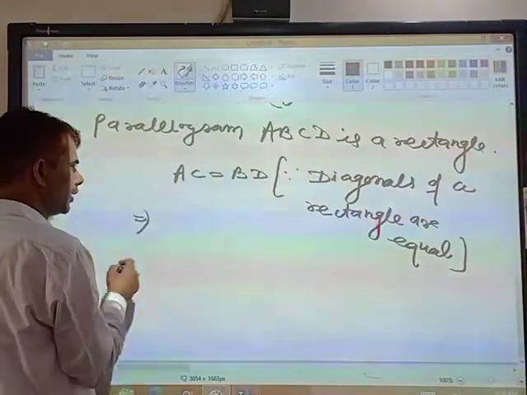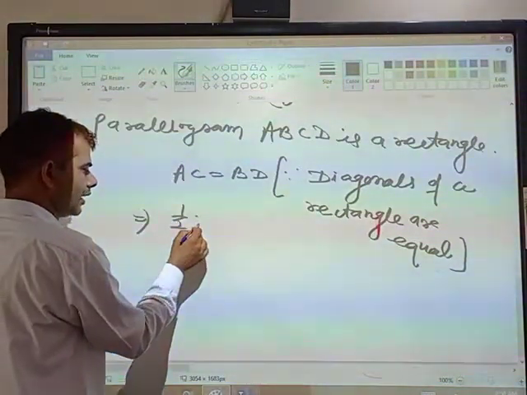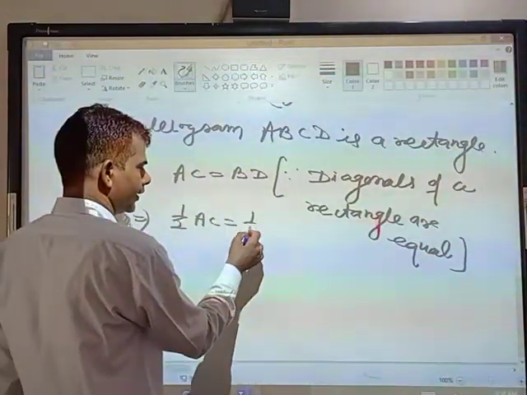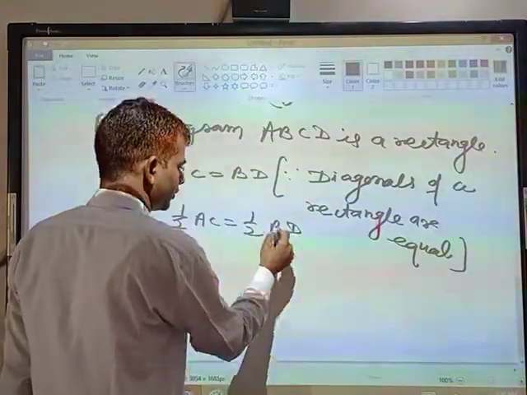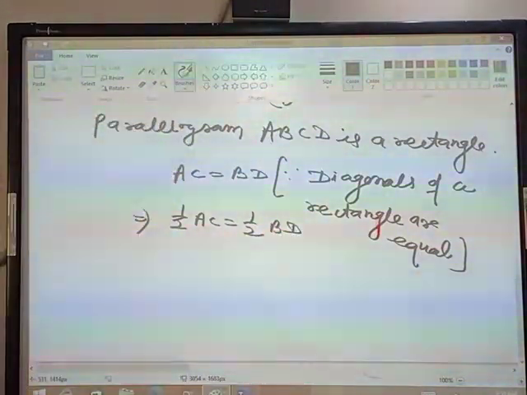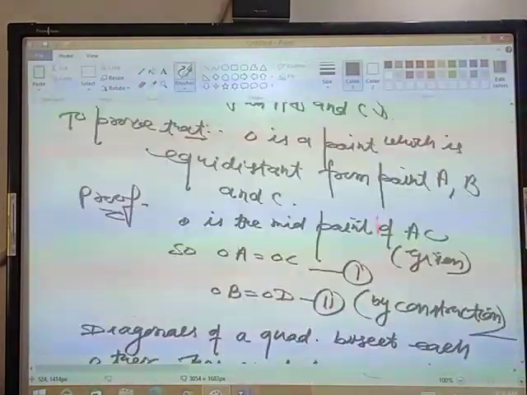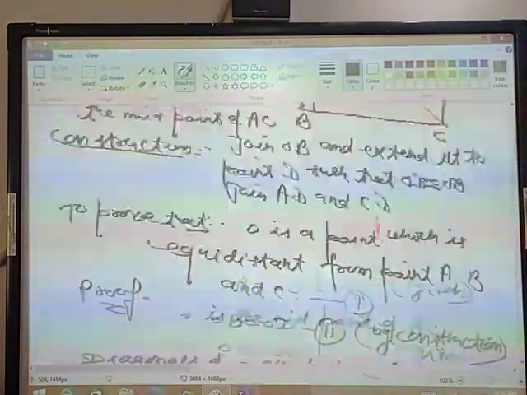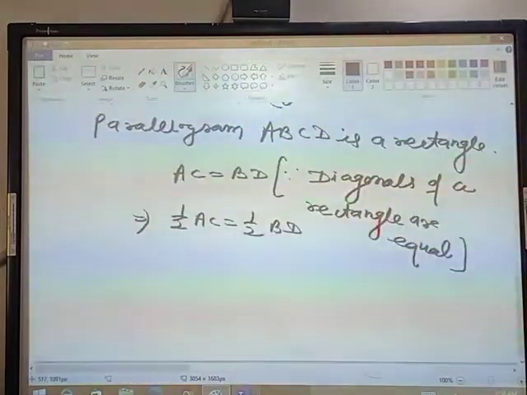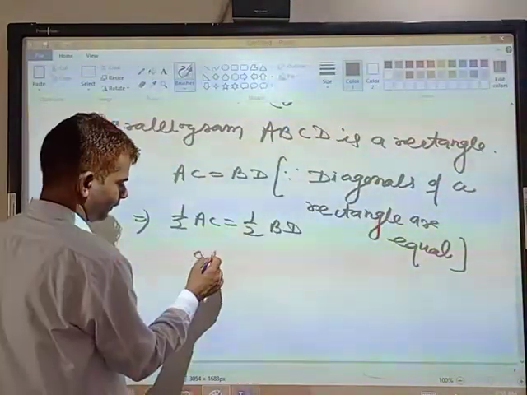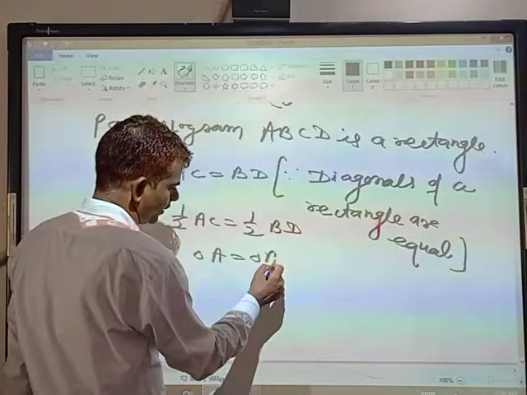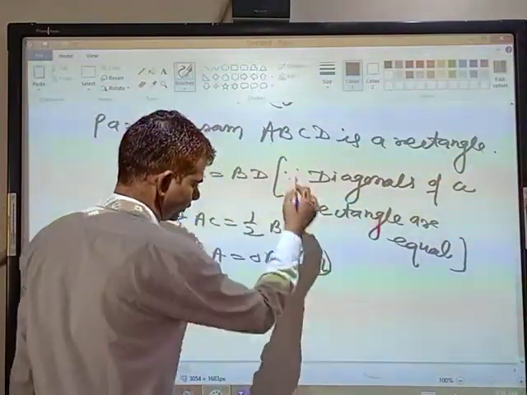Now student, take half of AC as well as half of BD. Half of AC is equal to half of BD. Half of AC means OA is equal to OB. OA is equal to OB. That is your equation 3.